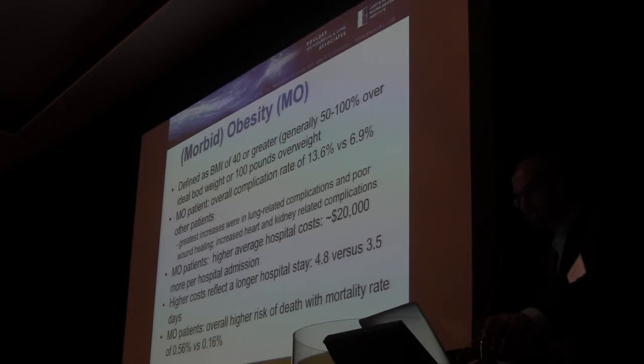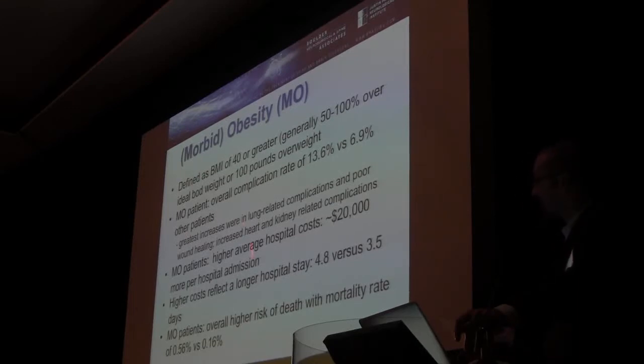Morbid obesity is defined as a BMI of 40 or greater, 100 pounds overweight or 50 to 100% over their ideal body weight. This is becoming more and more realistic and problematic in my clinics. Complication rate, unfortunately, goes to about 13% from about 7% in a standard patient, okay? This is typically related to lung complications, wound healing, heart and kidney issues as well.